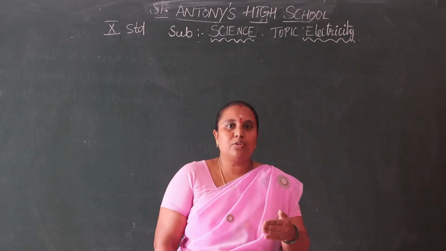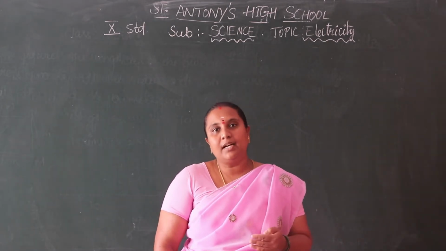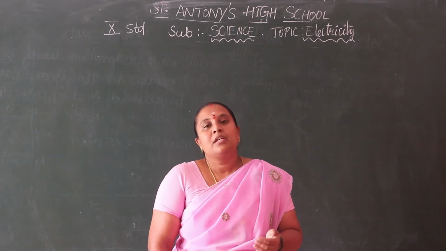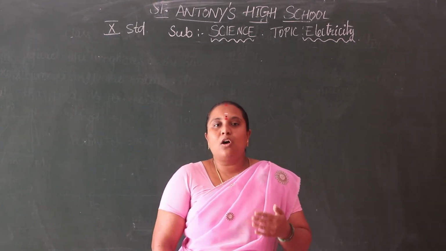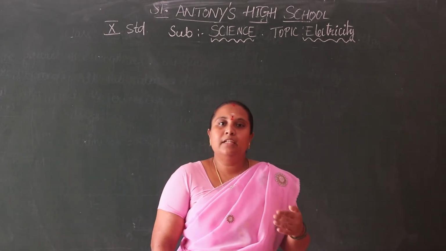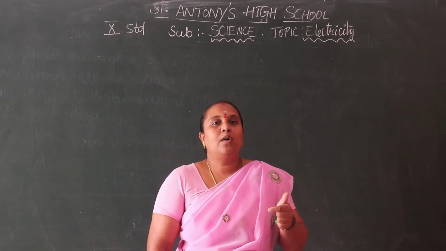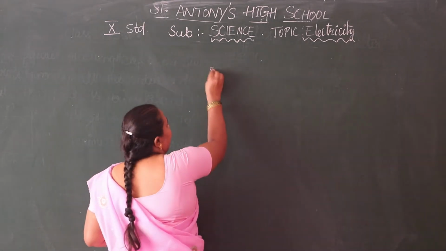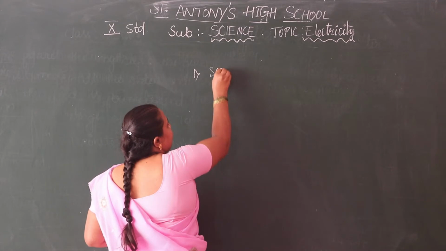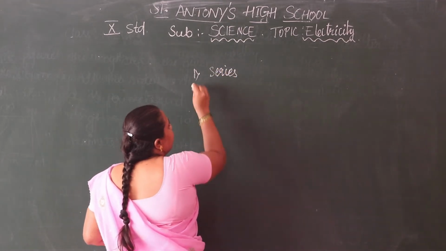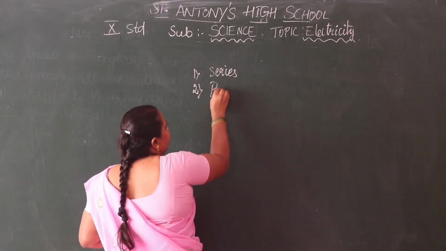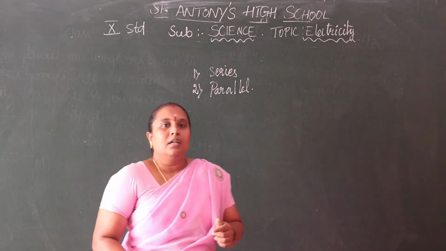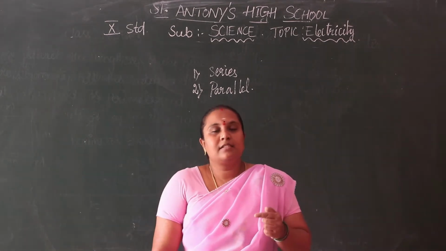Circuit diagrams: how to draw circuit diagrams. In that, we saw how resistances are connected in a circuit. The resistors are connected in a circuit in two different ways. What are the two different ways? The first one is series, and the second one is parallel. So these are the two different ways resistors are connected in a circuit.